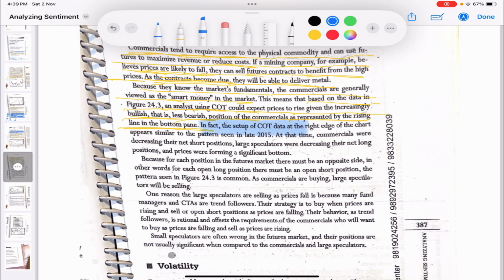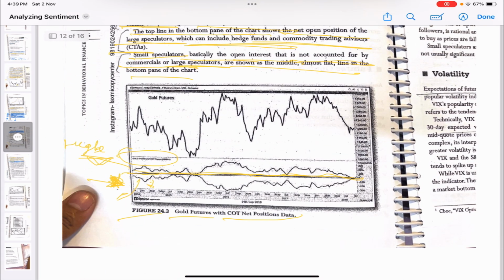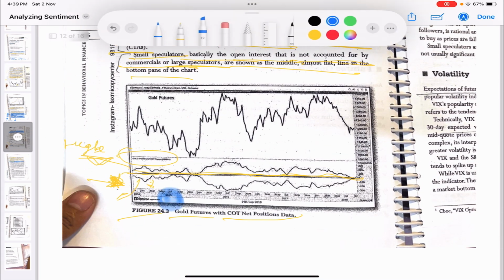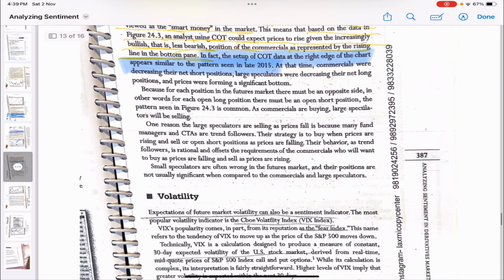In fact, the setup of COT data at the right edge of the chart appears similar to the pattern seen in late 2015. See this? 2015 is over here. So look at the gold prices and look at the data. You'll be able to find the correlation between the same. Here you can see that it's going up, which means that sellers are more interested in taking the prices up, and the price actually went up as well. So that's the way you are going to correlate both of them.